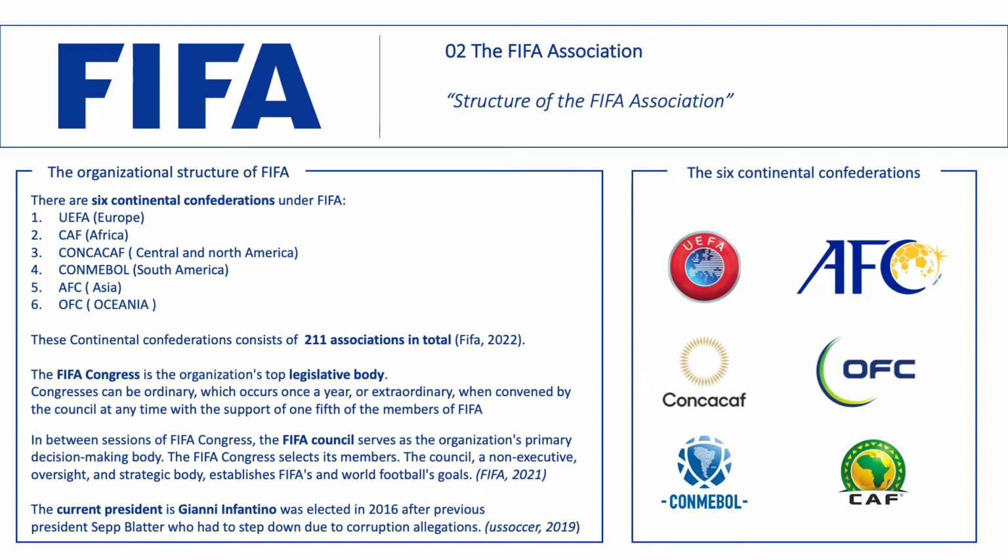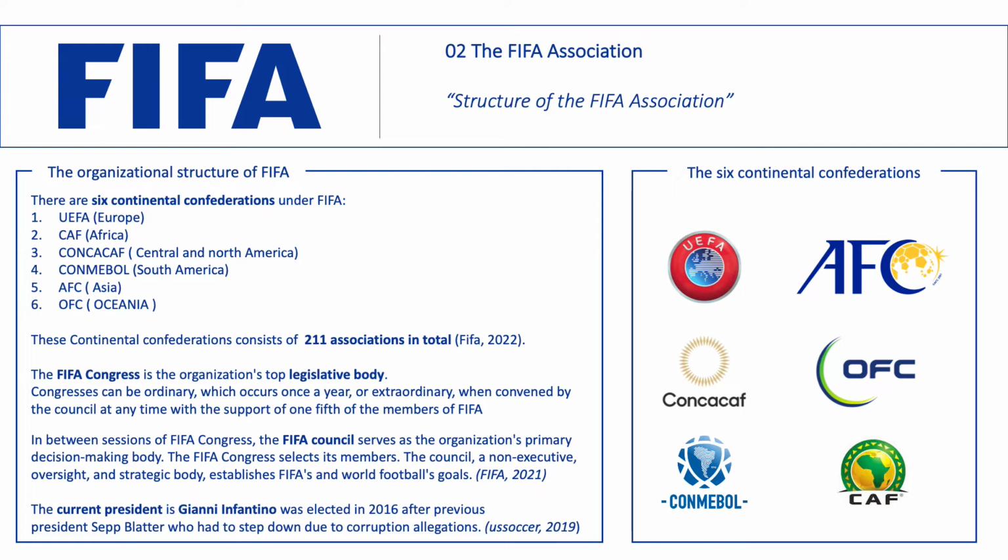Moving on to the structure of FIFA, there are 6 continental confederations. These confederations are from different continents such as Europe, Africa, Central and North America, South America, Asia, and Oceania. These continental confederations consist of 211 associations in total. The top legislative body of FIFA is the FIFA Congress. The Congress selects its members for the FIFA Council, or FIFA's primary decision-making body.